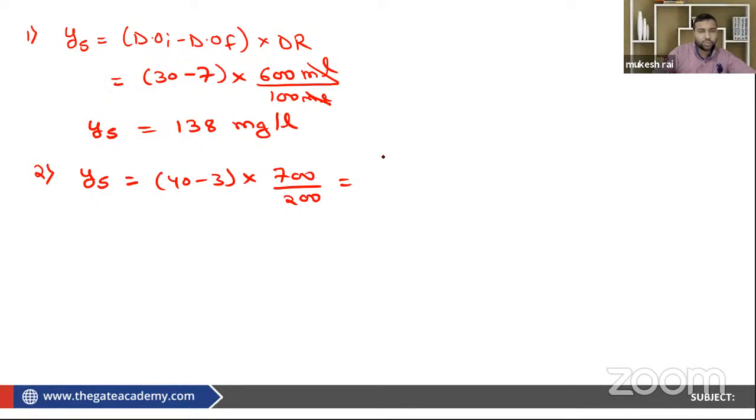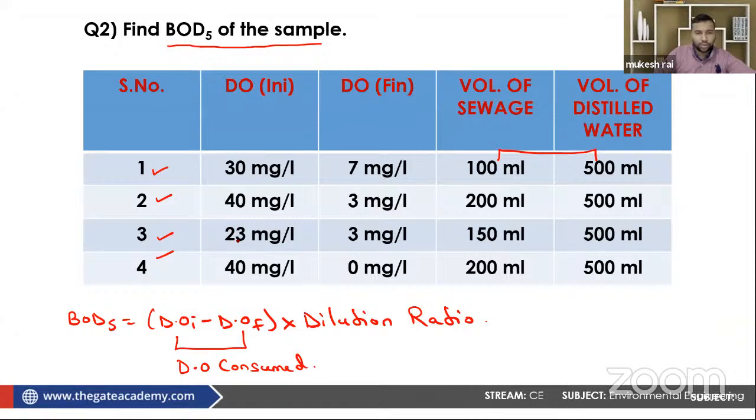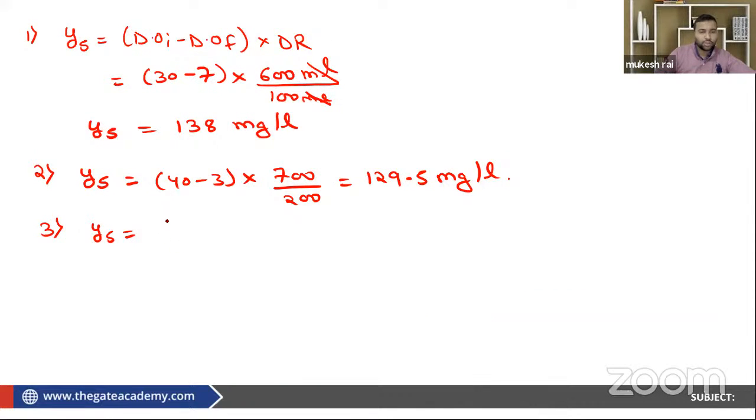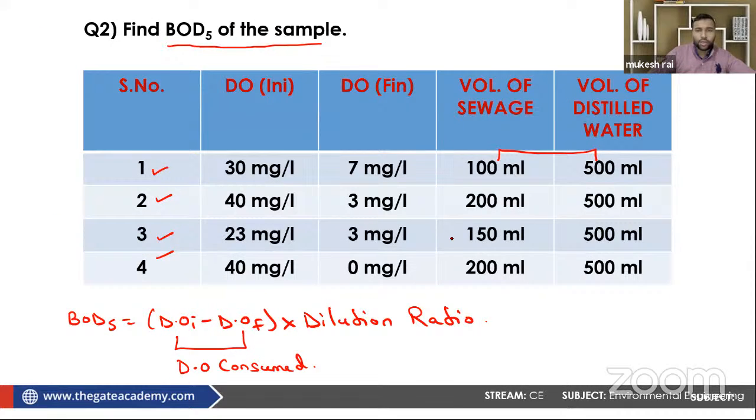So when you solve this, you will get 129.5 milligram per liter. That is the 5 days BOD of the second sample. Now we have to find the third sample BOD, that is Y5 equals to, now what is DO initial minus DO final? 23 minus 3. So we will write here 23 minus 3. The volume of total sample is 150 plus 500, which will be equal to 650, divided by 150.